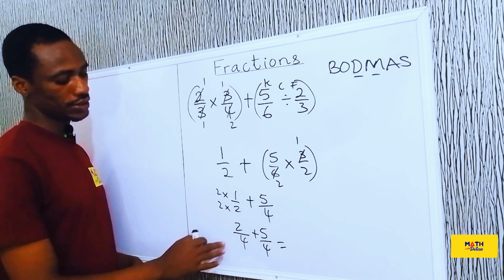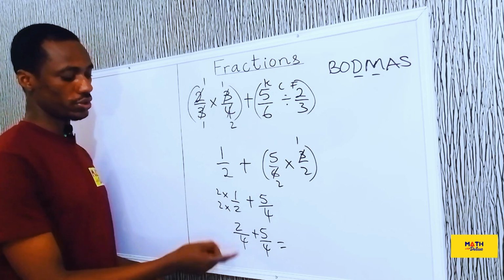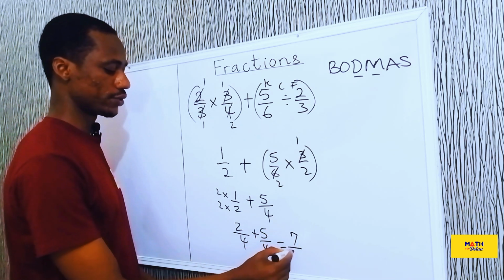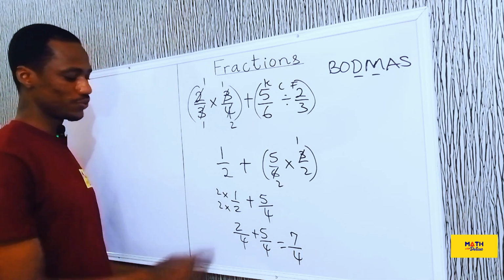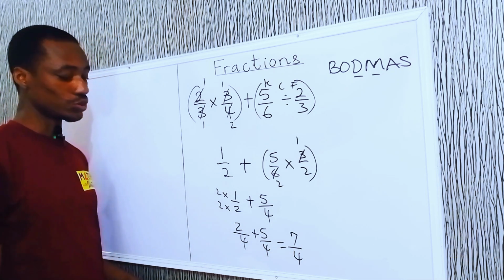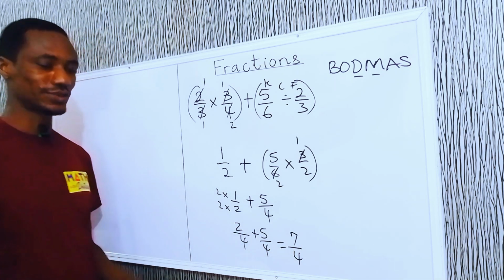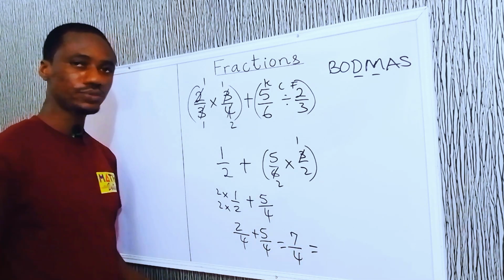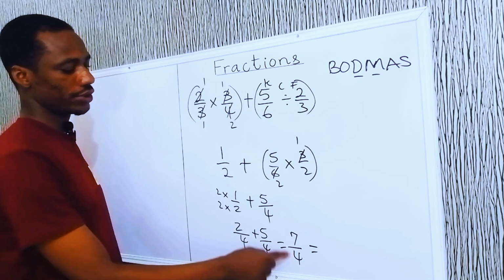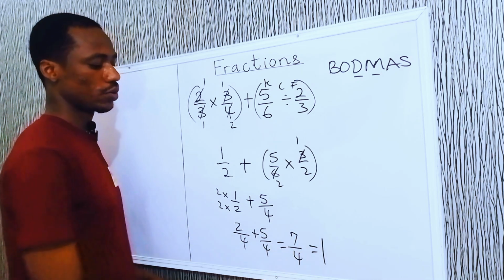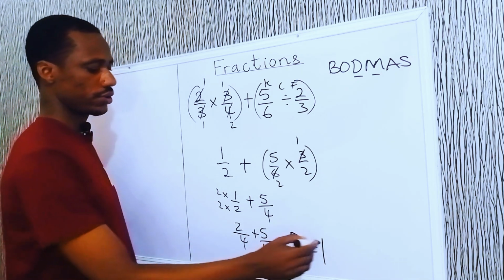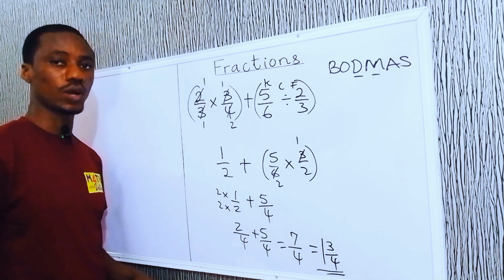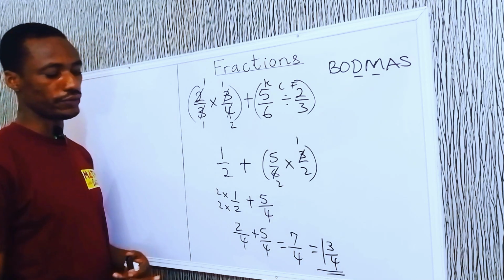In this case, I'm just going to add 2 oranges plus 5 oranges, and that will give me 7 oranges. So 2 quarters plus 5 quarters will give you 7 quarters. And then taking this to a mixed number, how many 4s are there in 7? 1, and then remaining 3 over 4. And that's the final answer: 1 and 3 over 4.